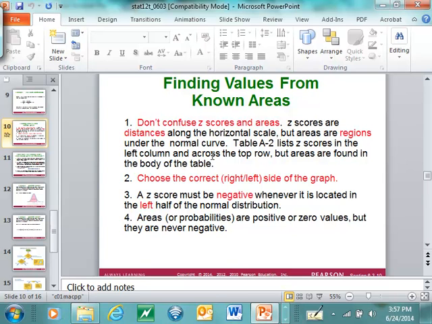Okay. A z-score must be negative whenever it is located in the left half of the normal distribution. So if you know that you've got an observation that is less than the mean, that's going to correspond to z being negative, and vice versa. Areas are positive or zero values because the probability of any event is always between 0 and 1, with 0 being impossible, and 1 being certain.